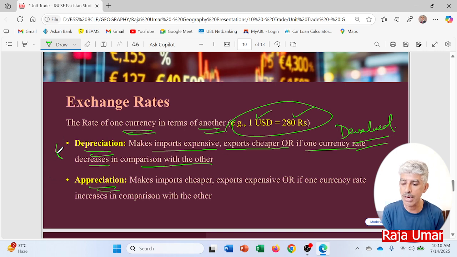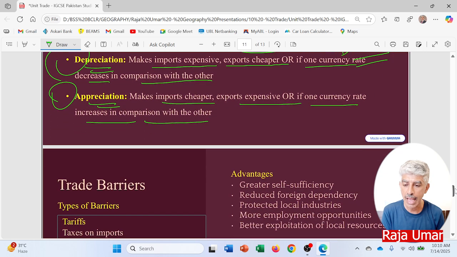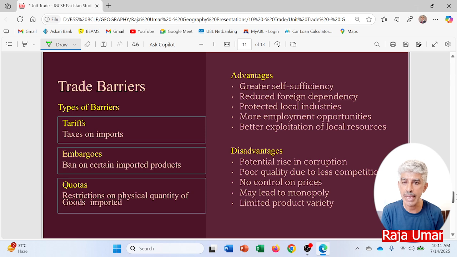Appreciation, the opposite of depreciation, makes imports cheaper and exports expensive, when one currency's rate increases in comparison with the other. If I say the rupee is devaluing, the rupee is depreciating, it means that the dollar is appreciating. The dollar's value is increasing against the rupee, so the dollar is appreciating, and the rupee is depreciating as its value is decreasing against the US dollar. So that is the exchange rates. Now, talking about the trade barriers.